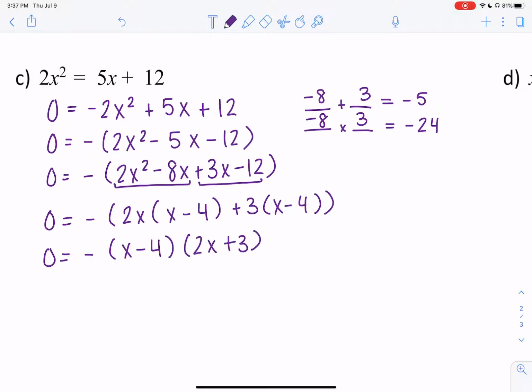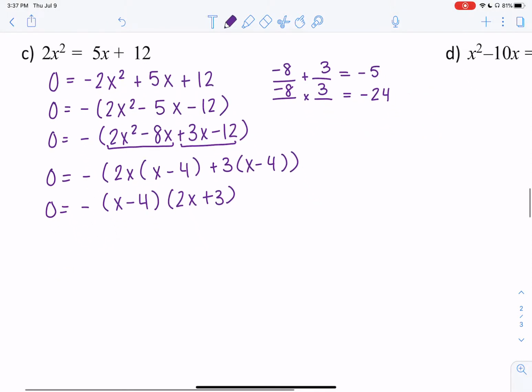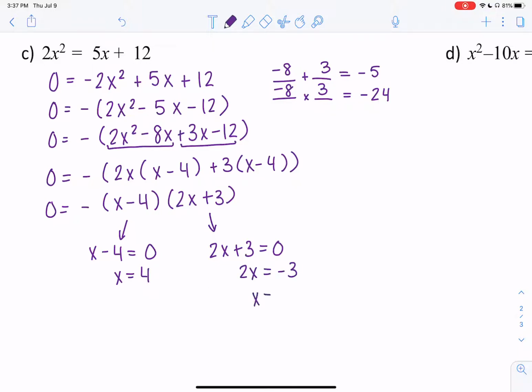And now we can just set those brackets equal to 0 again. We don't need to worry about that negative because it will end up equaling 0 no matter what. There we go. So now let's solve for x. We have x equals 4 and 2x equals negative 3. So there are our answers.